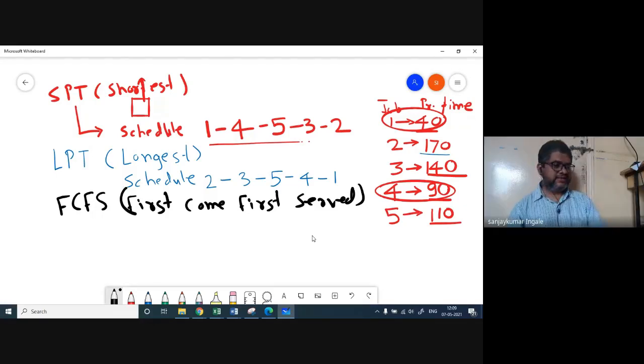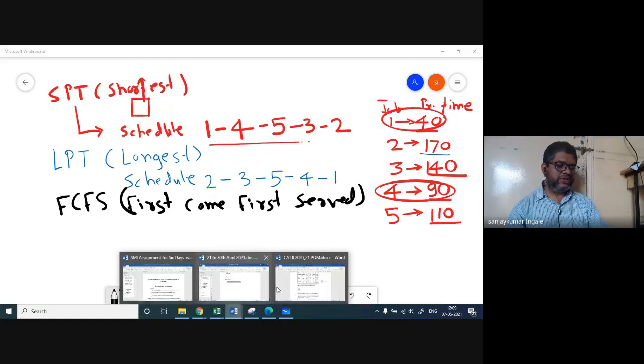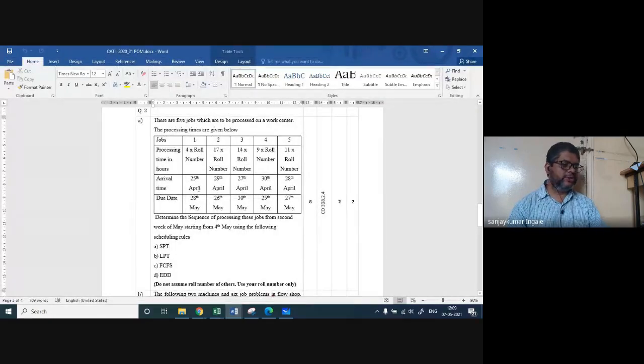That is why some additional data was given in the question. See here, arrival time: when we received the order for job 1, when we received the order for job 2. Someone please note down this data and tell me. Because we are not going to copy paste this, just copy the arrival time.